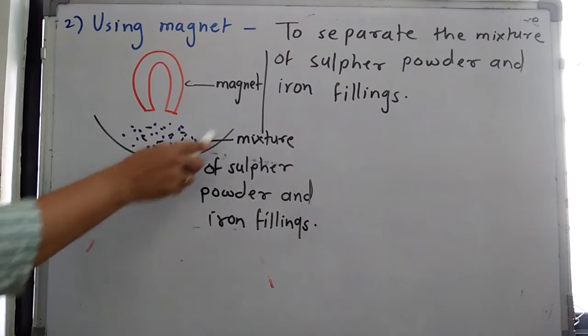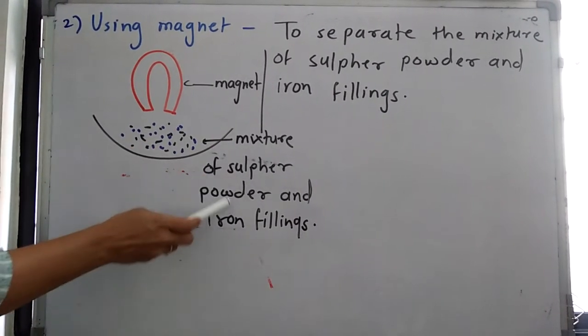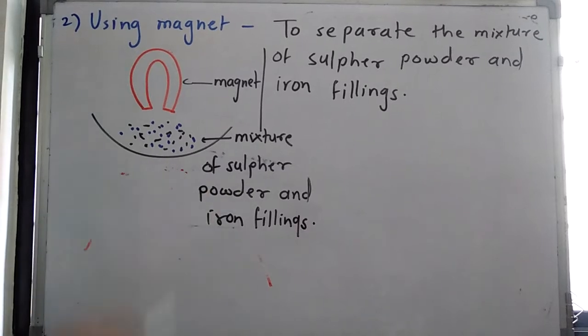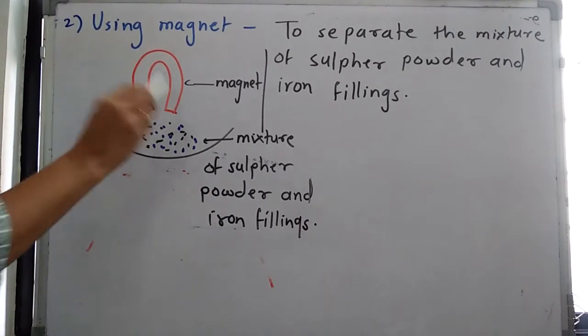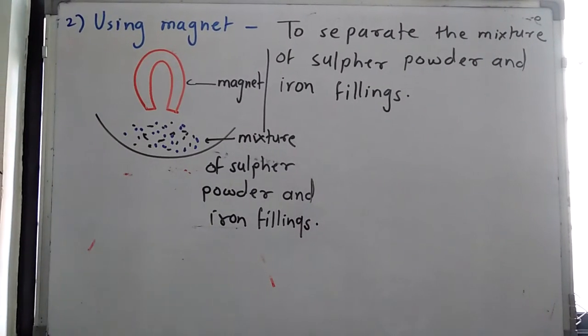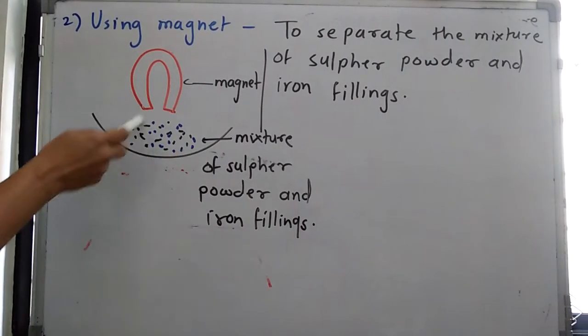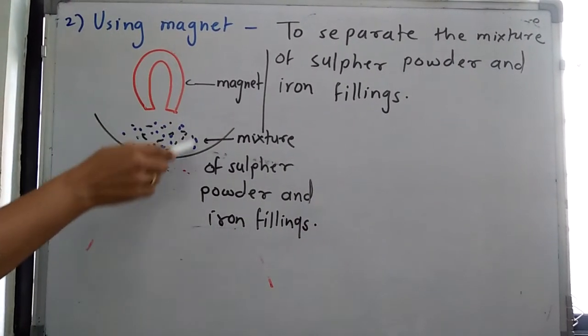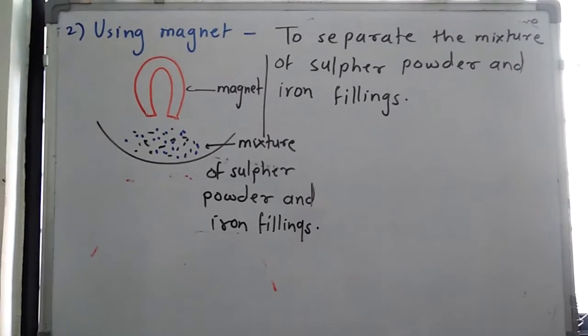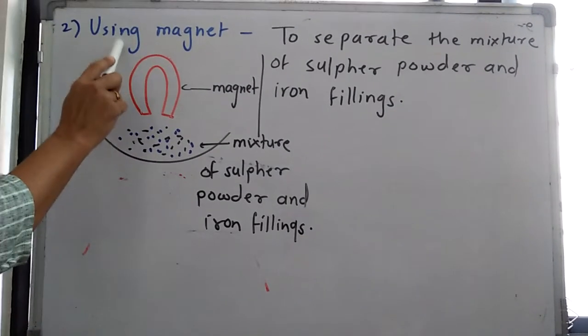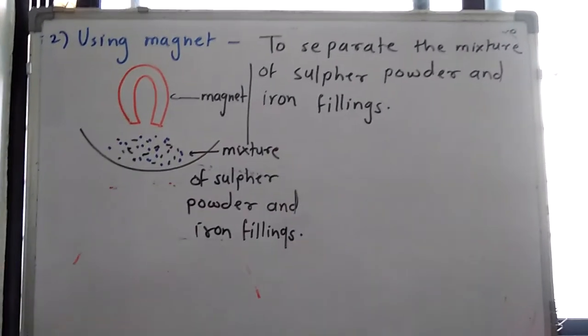Here in the dish we have a mixture of sulfur powder and iron filings, and we will move a magnet over it. By moving the magnet, iron filings will get attracted towards the magnet, and sulfur powder remains in the dish as it is. So by using a magnet, we can separate this mixture.